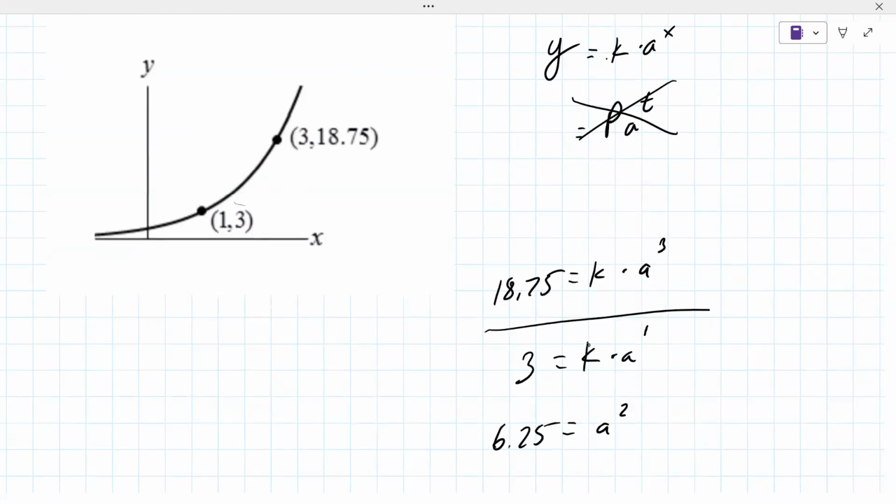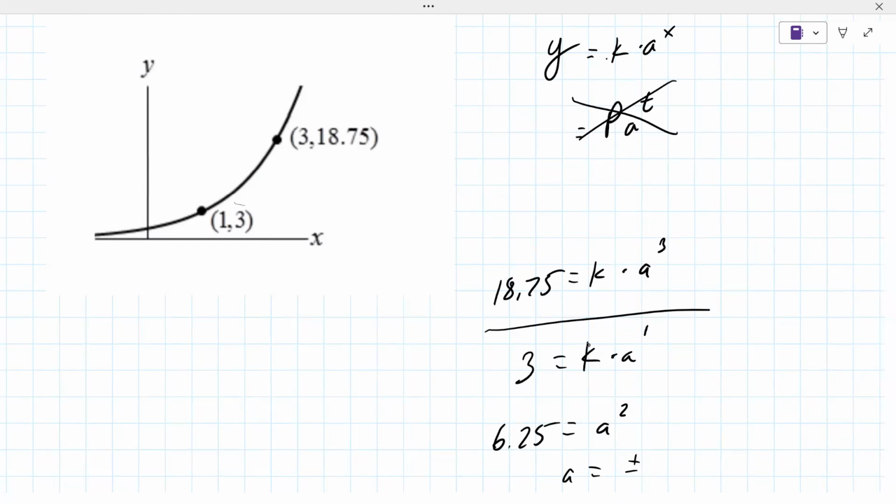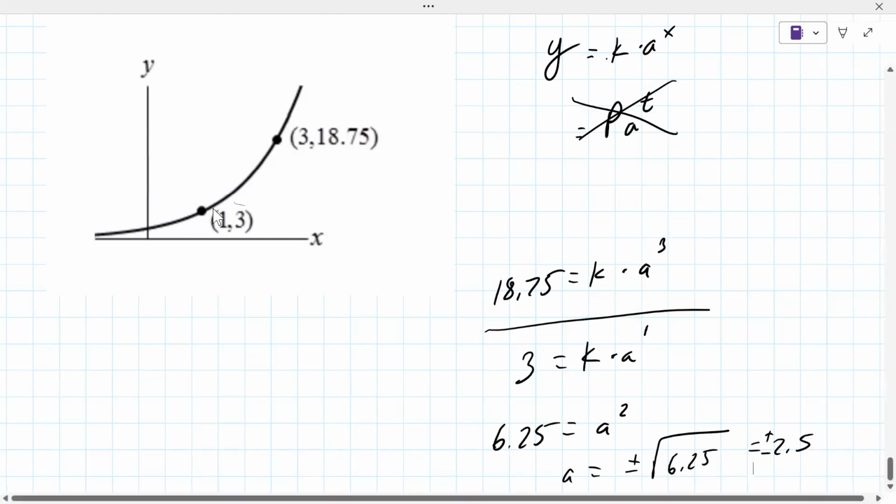6.25 equals a squared. You subtract the exponents. So a is either plus or minus, don't forget that, the square root of 6.25, which is 2.5. Now, plus or minus because we don't know, but we have the graph, so we know it's growth. So therefore, it must be the positive one. Does that make sense?